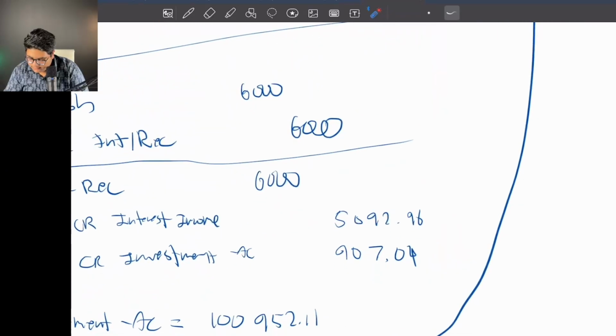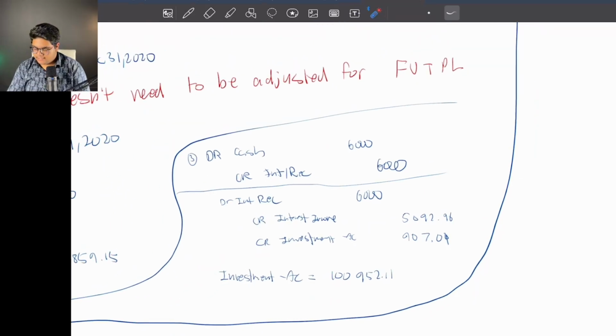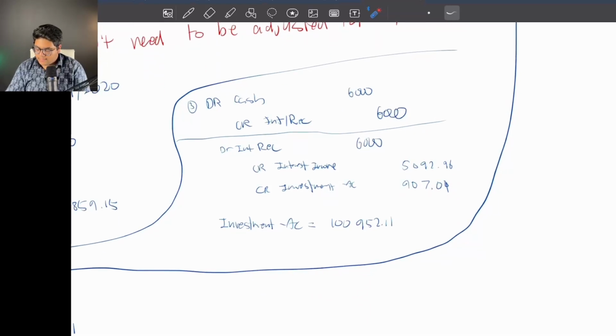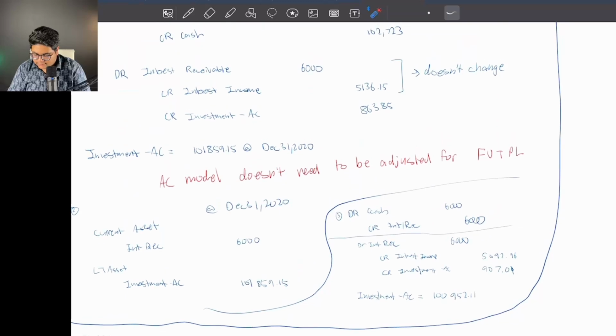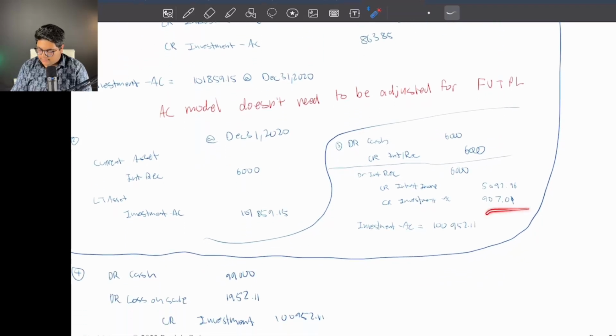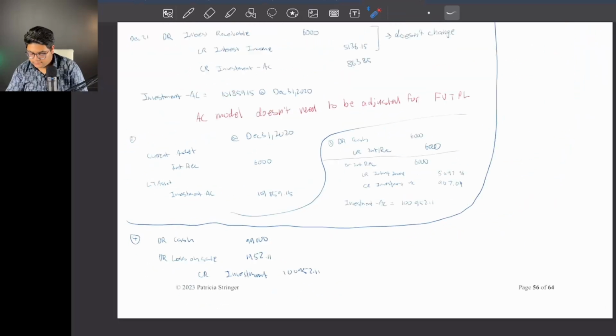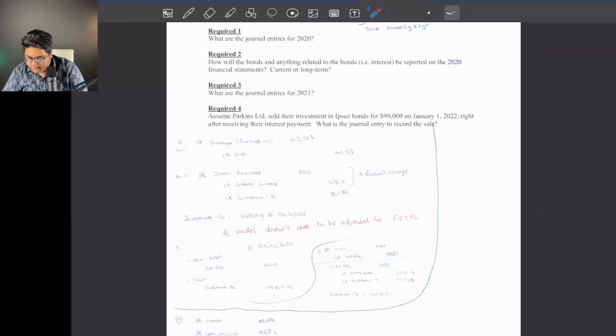It's going to be 5,092.96, and then we have a credit difference that we need to decrease of 907.04. This value is just this value minus this. And then, of course, we now have a new investment value where we subtract the 101 that we calculated earlier with this 907 till we get $100,952. So you essentially keep on doing this. I'm not spending too much energy on this because this is just a review of bonds as of now.